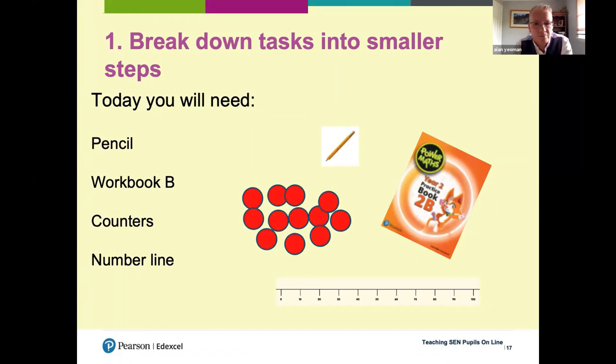Without those things, the children will not be able to complete the lesson. Okay? They've got to have a pencil. We're going to be doing some counting tomorrow, so we've got to have our counters and our number lines and our workbook, because that's the bit they're going to be working in as we go along. Okay? So there's the first step. That's what you're going to need. And I wouldn't even start the lesson until those pupils had those things or something they could use instead of them.